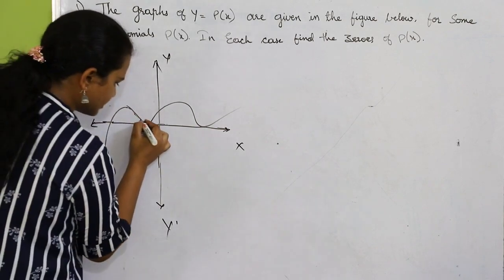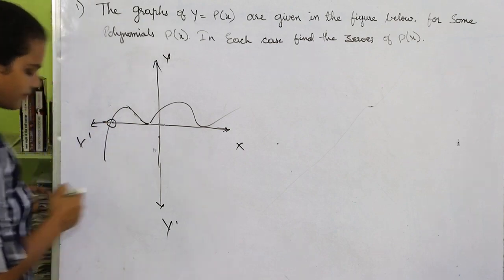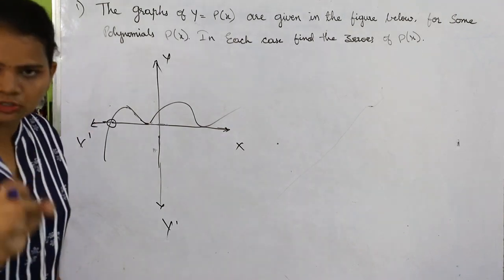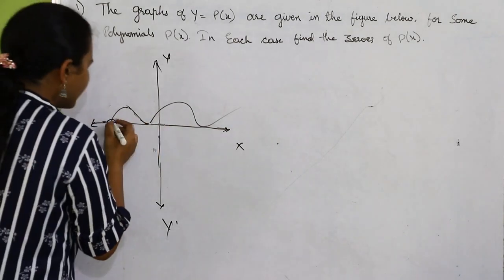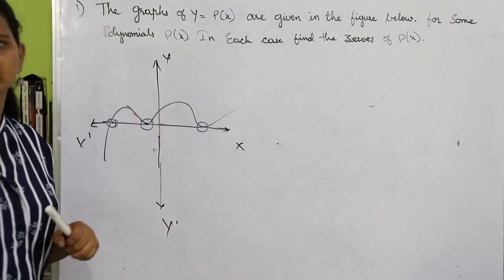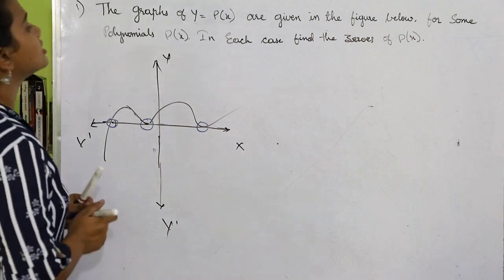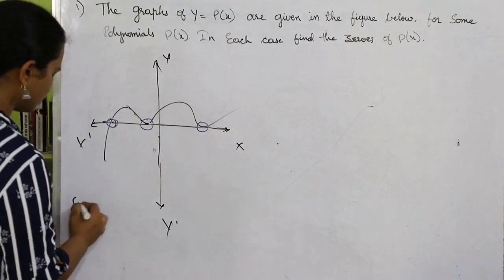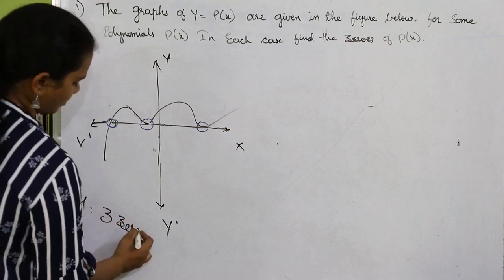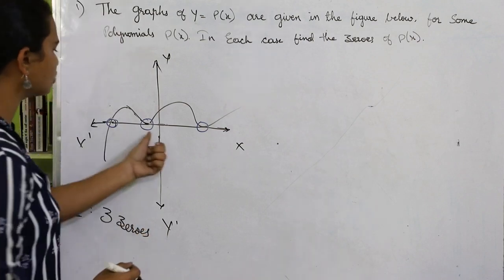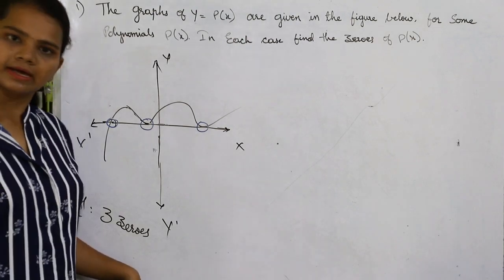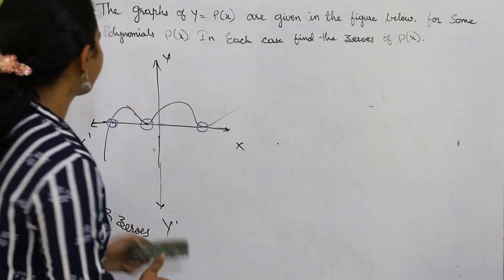You see, guys, in this given graph, how many points are touching the x-axis? Here you have 1, here you have 2, and here you have 3. So 3 points are exactly touching the x-axis, thus the zeros of the polynomial are 3. Solution: we have 3 zeros. So therefore I can say 3 zeros. Clear?